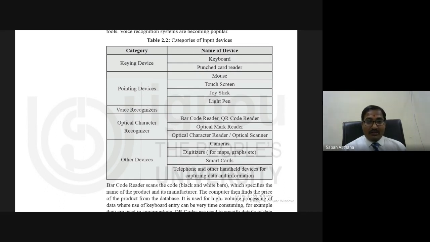When you see any information from this optical mark reader, OMR, and the optical character reader, OCR, optical scanner, other devices, cameras, digitizers for the map and graphs, etc., smart cards, telephone and other handheld devices for capturing data and information. These are the input devices, category and the name of the devices.